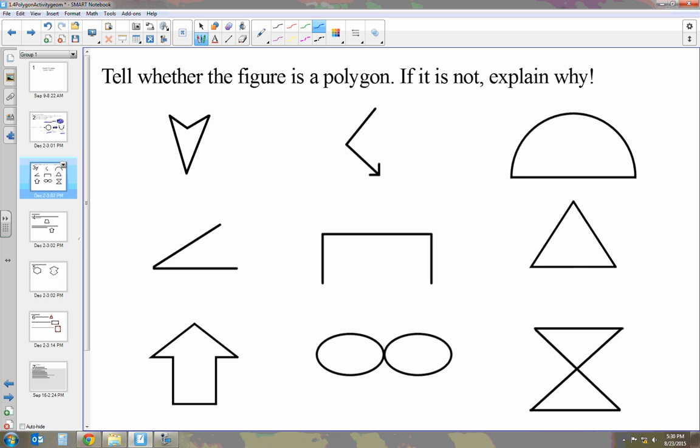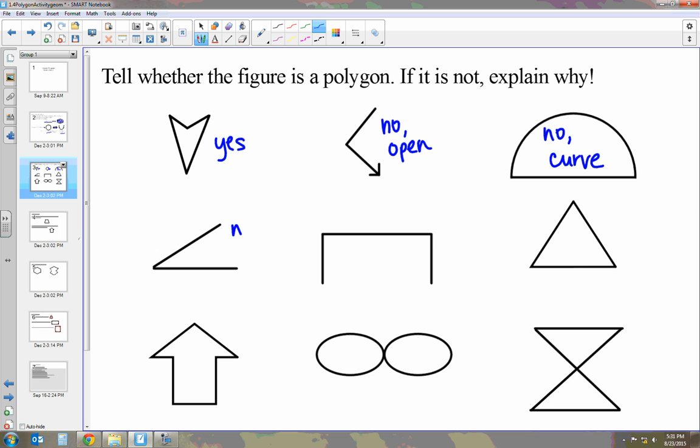So the very first one, it is a polygon. It has all straight lines, one interior region, and it is closed. So it is a polygon. The next one is not a polygon because it is an open figure. The one next to that is not a polygon because we have a curved line here. All right, let's go to the second row.